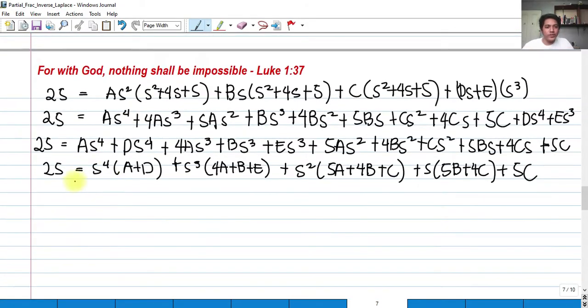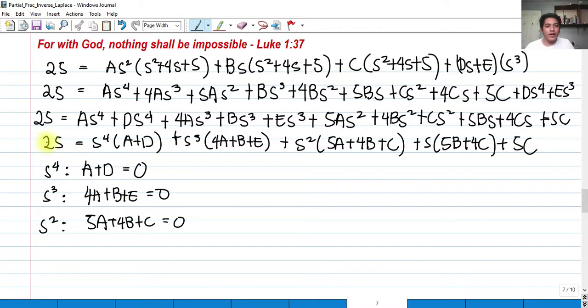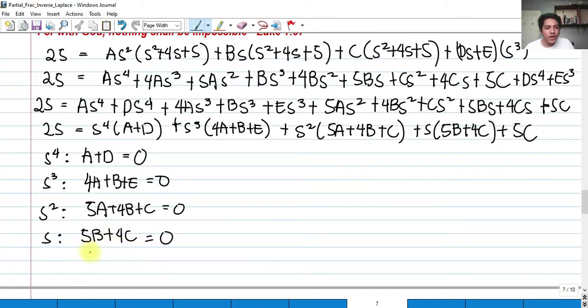So we have 5 equations. Our first equation would be due to s raised to 4. So we have a plus d. Since we don't have any s raised to 4 on the left side, that is equal to 0. So we have s cubed: we have 4a plus b plus e, and that is equal to 0 also. For s squared, we have 5a plus 4b plus c equal to 0 also, because there is no s squared on the left side. The coefficient should be 0. So for our s, we have 5b plus 4c, again equal to 0. And for our constant, we have 5c, and the constant term on the left is 25.